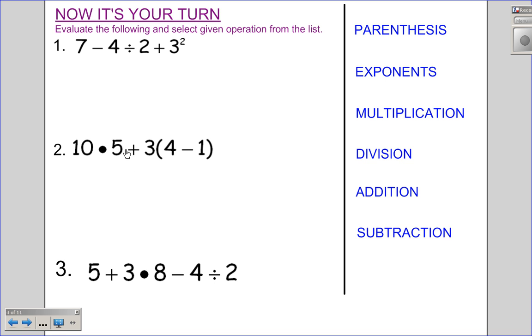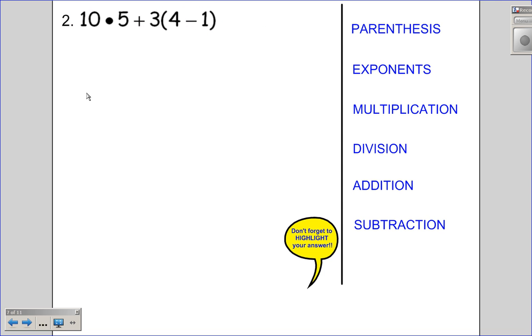Let's take a look at number 2. I have 10 times 5 plus 3 times the quantity 4 minus 1. So parentheses, yes, I have some parentheses. So I'm going to do that work first. So I have 10 times 5 plus 3 times, well, what's in the parenthesis? 4 minus 1 is 3.